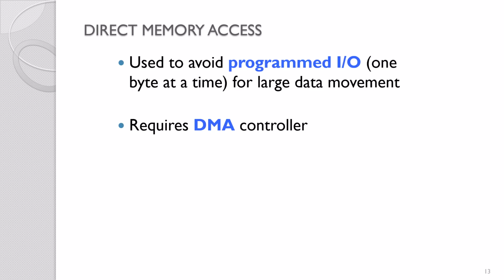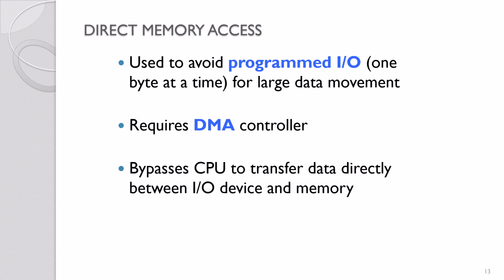So direct memory access requires a DMA controller. This is where you bypass the CPU to transfer between devices and memory.